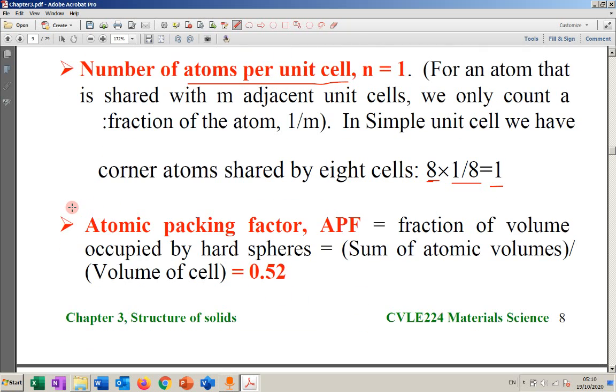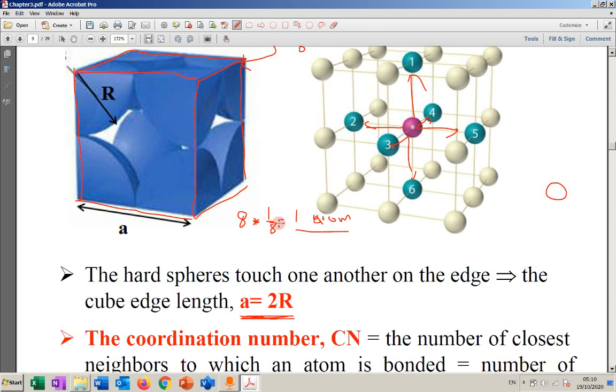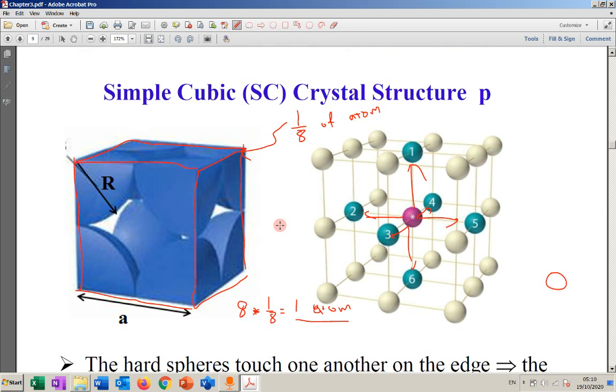I will leave the atomic packing factor for another video. I'm not going to explain it here. So this is mainly the information that we need to know. Let's summarize it on a simple cubic crystal structure, or some books call it P, stands for primitive. It's the rare crystal structure. Atoms go to the corner of the system. If it's cubic, there will be one atom at each corner, and each atom will be shared between 8 unit cells.